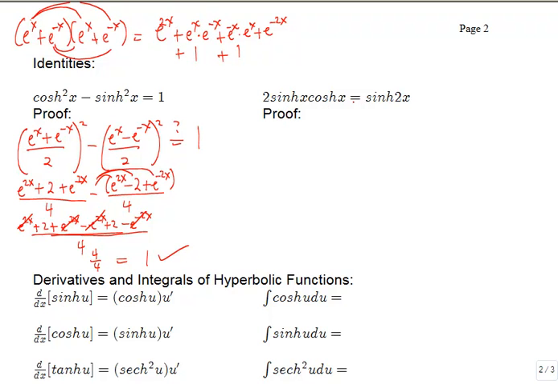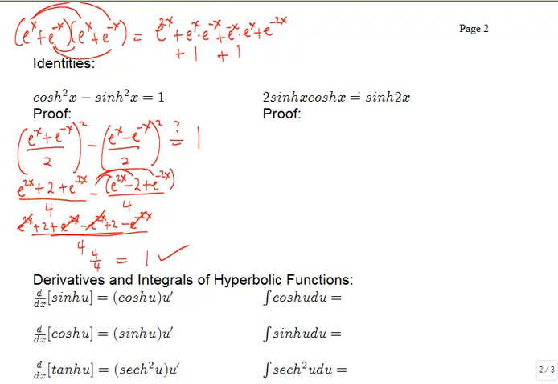Remember that we know that sine of 2x is 2 sine x cosine x. Well, it turns out that that same idea is true for the hyperbolics. So 2 sinh x cosh x equals sinh of 2x. Okay, so let's prove this.